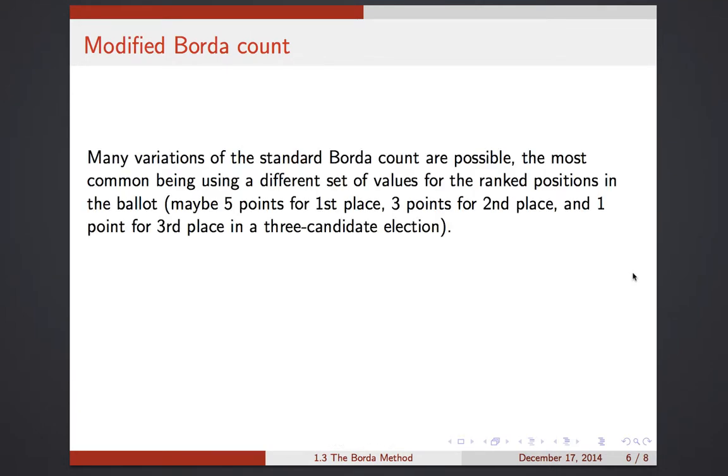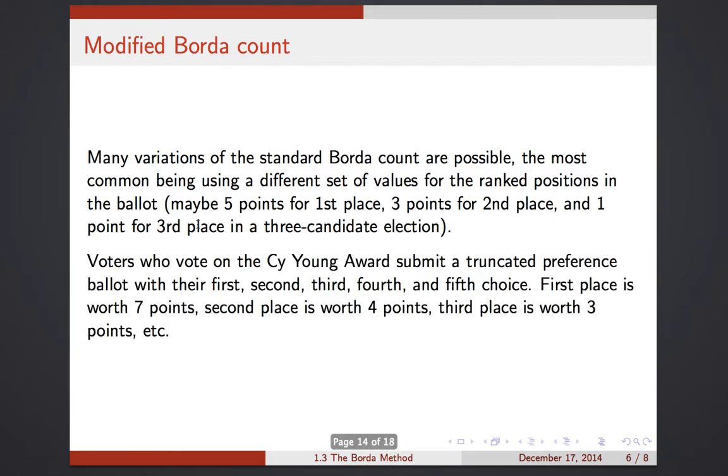Yeah, so the main variation of Borda count is just to vary the amount of points each thing is worth. So imagine a 3-candidate election in which you award, instead of 3 points for a first place vote, 5 points for a first place vote, and you give 3 points for a second place vote and 1 point for a third place vote, right? I mean, you could just vary the points all over the place and get a different system.